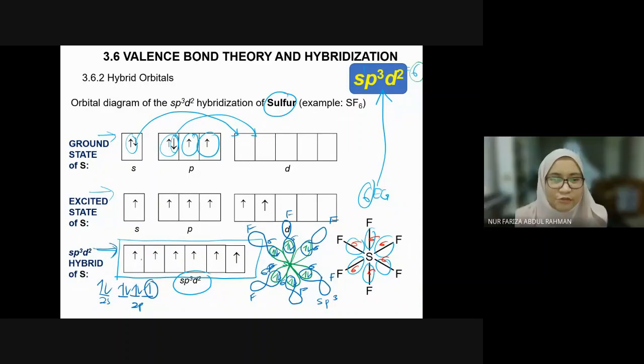Tak ada, dia tak macam tu dah. Dia tak ada SP, dia dah tak ada S dekat satu S, tak ada. Dia dah jadi hybrid, dia dah combine hybrid. Maksudnya dia bukan lagi boleh you pecah-pecah jadi SP3D balik, tak boleh. Faham tak? Dia dah combine, so that's why you akan dapat begini. Terus dia dapat jadi apa? Ada 6 loop. Okay.